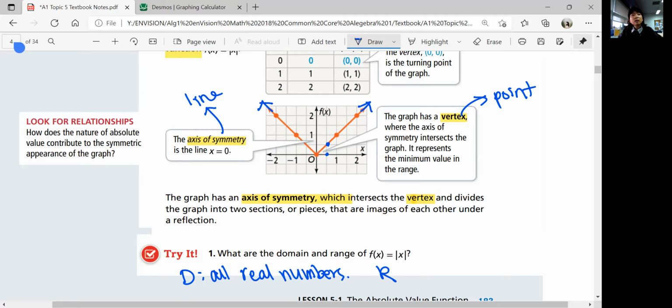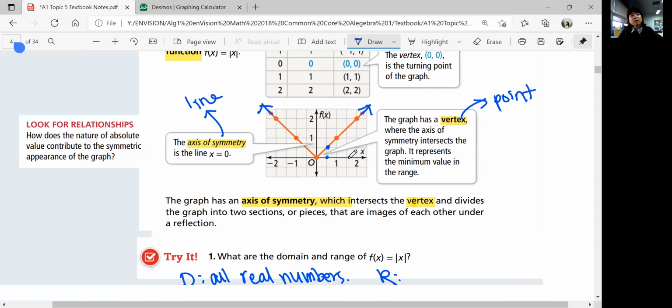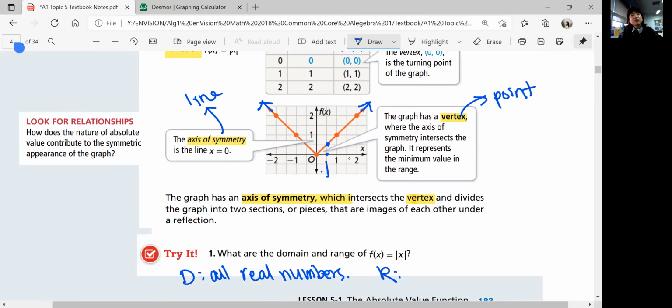What about the range? Look at all the y values. What do you see? Look at the table as well. All the y values are positive, right? The graph does not go down. There's no graph here. So your y values cannot be negative in this graph. So the range is y, all the y values greater than or equal to 0.